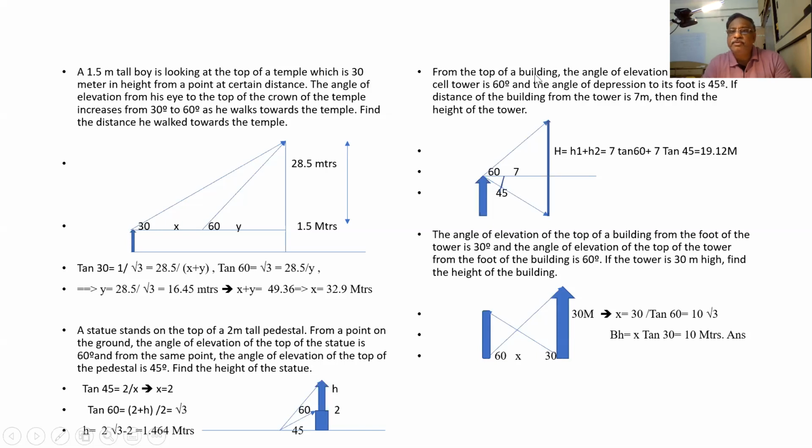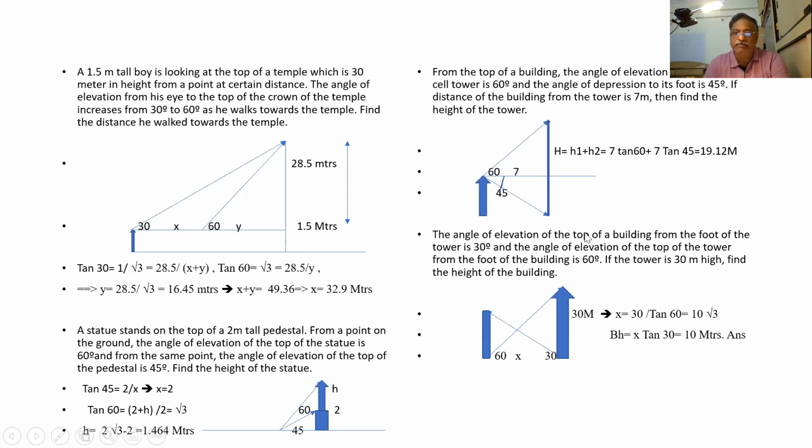Let us see here. From the top of the building, the angle of elevation of the top of the cell is 60 degrees and the angle of depression to the foot is 45 degrees. So once I have drawn this, the building from the tower is 7 meters. So what is the height of the tower? Height is h1 plus h2. h1 is what? This is 60. So tan 60 is h1 by 7. h1 is 7 tan 60. h2 is 7 tan 45. So when you add, tan 60 is root 3, tan 45 is 1, so that is 20.12 meters. So these are converted to 2 dimensions.